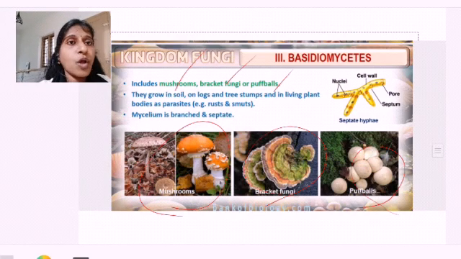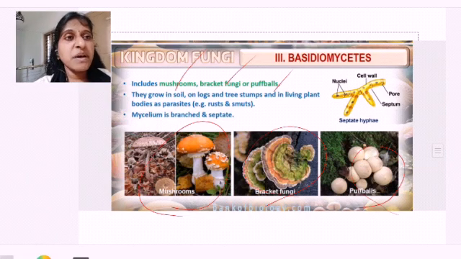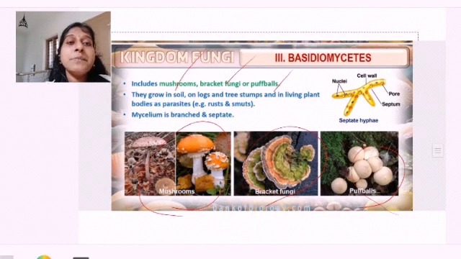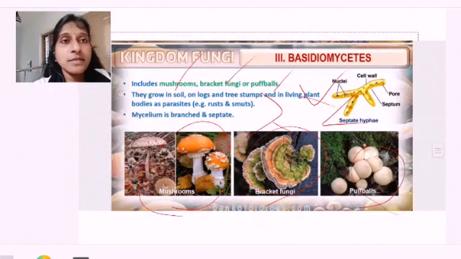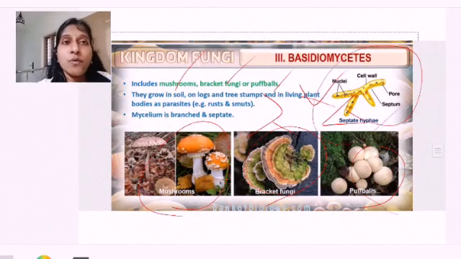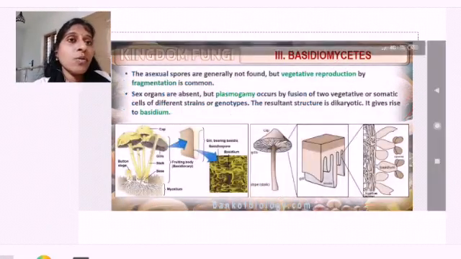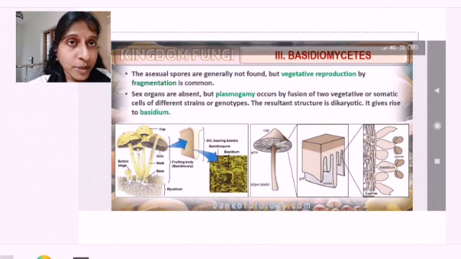They grow on soil, on logs of wood, tree stumps and all you can find, or in the living bodies of plants, living plant bodies, where they will be staying in the form of what? Parasites. Okay. Example, rusts and smuts, the diseases they are causing. Mycelium is branched, and it is septate, which means there is a septum with one nucleus in each septum. So that is regarding the mycelium of Basidiomycetes.